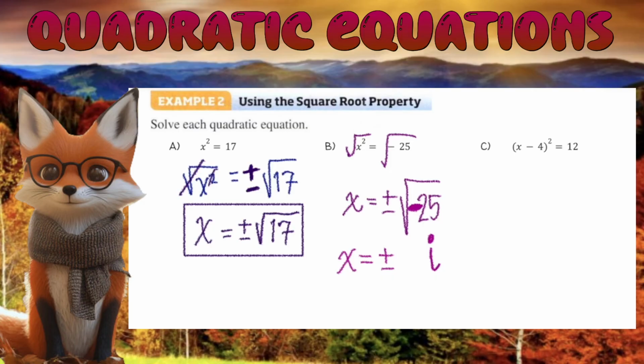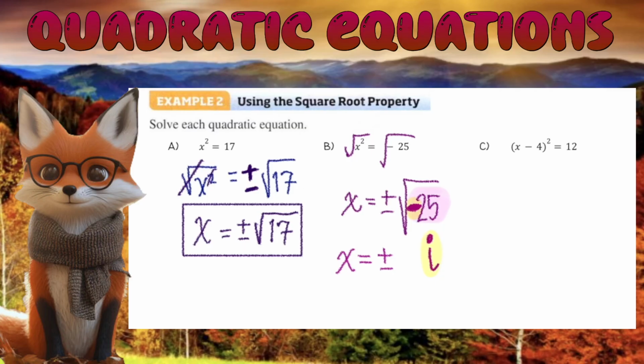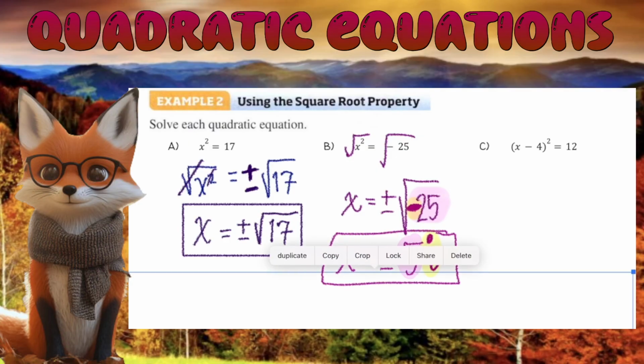All right, let's use a little color code in here too. So that became that. And this guy right here, the square root of 25 works out nicely, and that is 5. So we have two imaginary answers, positive 5i and negative 5i. And that is the end of that example.